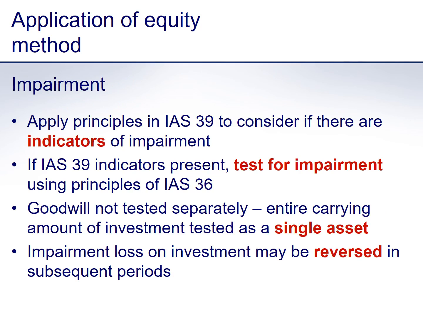That investment in associate or joint venture must be tested for impairment wherever there's an indicator of impairment. We consider the indicators of IAS 39, for example, objective evidence of impairment, similar to indicators of impairment for debtors and other types of financial assets. If those indicators are present, we then test for impairment using the principles of IAS 36. And once again, to repeat, goodwill is not tested separately. We test the investment as a whole for impairment, which means that any impairment loss on the investment can be reversed subsequently should that be necessary under IAS 36.